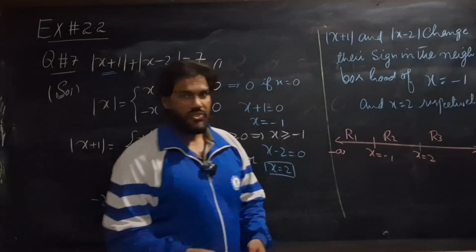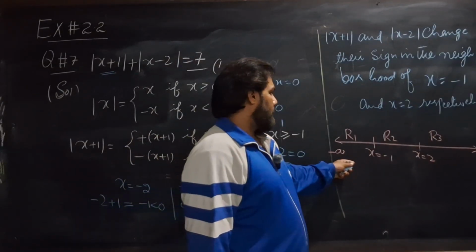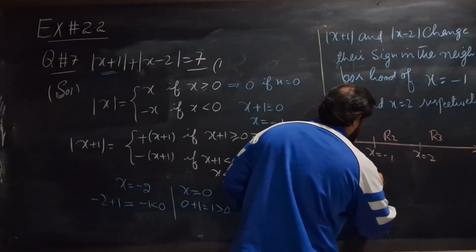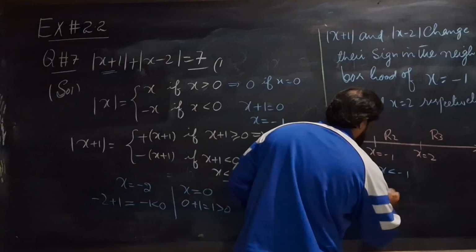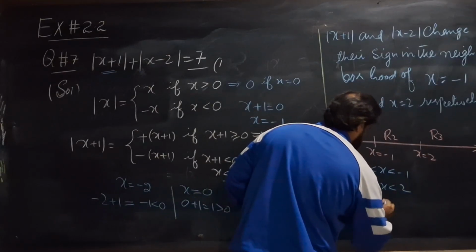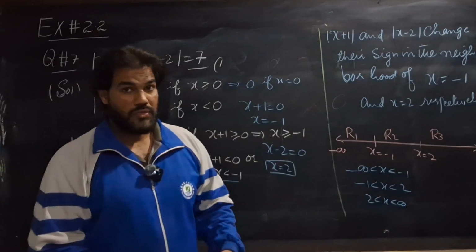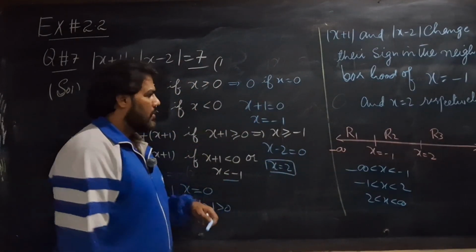So we will check these three regions: minus infinity less than x, x less than minus 1; minus 1 less than x, x less than 2; 2 less than x, x less than infinity. We will check which of these intervals or regions satisfies the given equation.